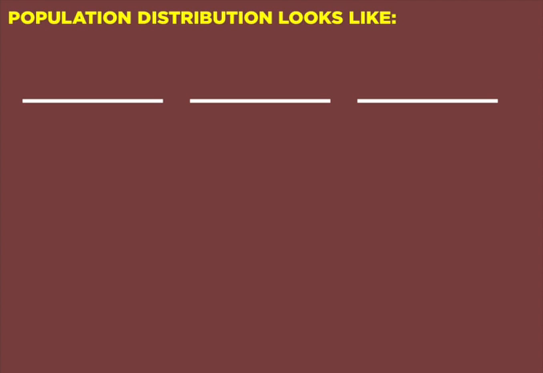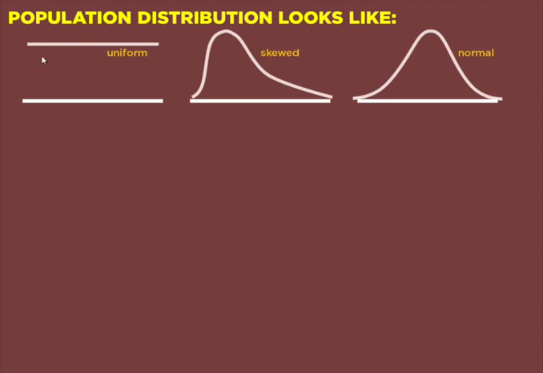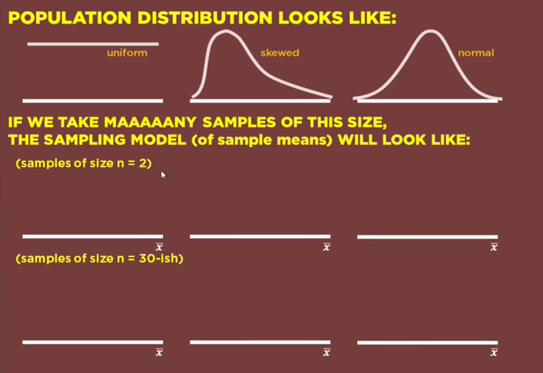What you're going to want to start with is draw 3 graphs across the top of your paper. We're going to look at 3 different types of distributions: uniform distribution, distribution that's skewed to the right, and a distribution that's roughly normal. We're going to look at what happens to the distribution of sample means. If you keep taking samples that are small, like size 2, what is the distribution of means going to look like? Versus if you keep taking big samples of size 30-ish, what is the distribution of means going to look like then?